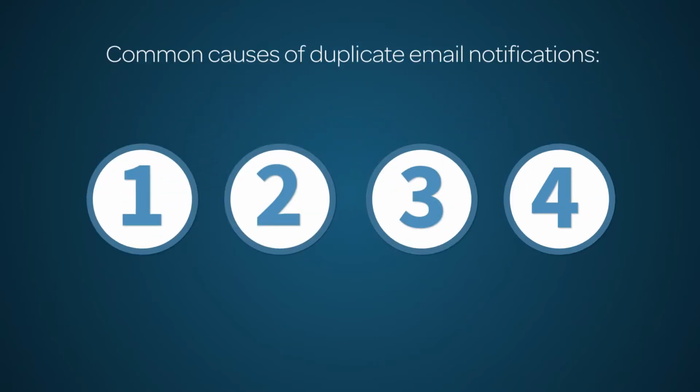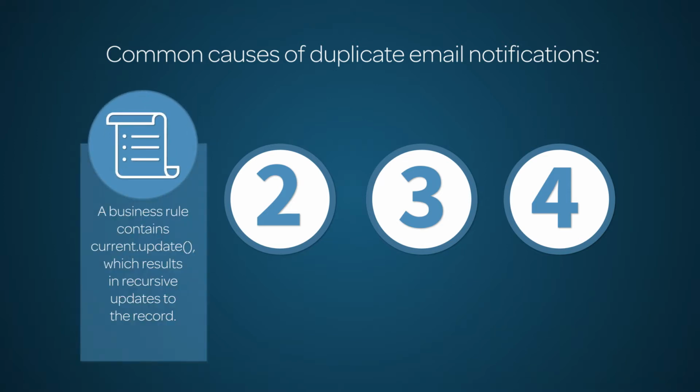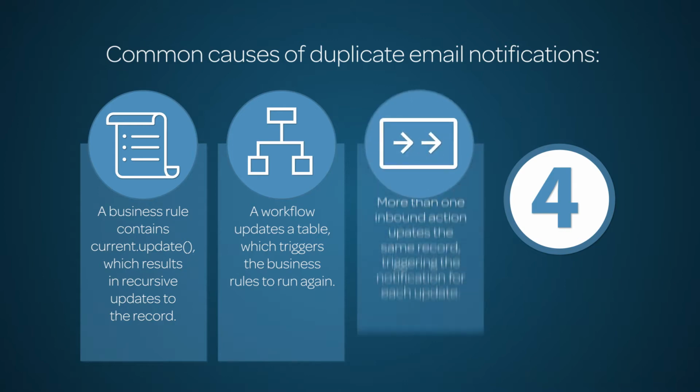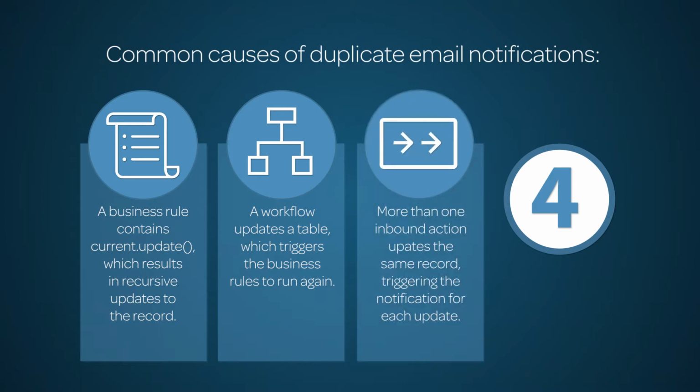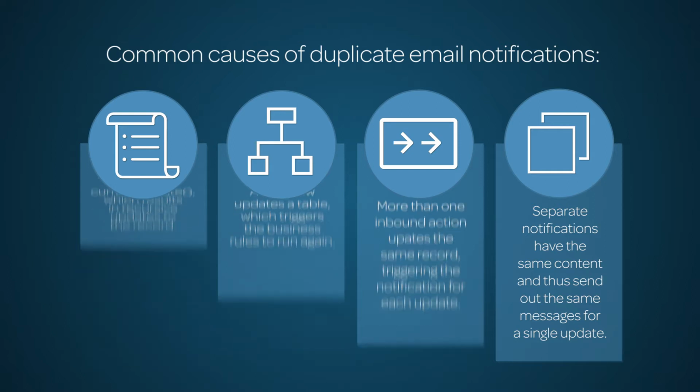notifications. Here are some common causes of duplicate email notifications where the system is performing as designed but with unintended results. A business rule contains current.update, which results in recursive updates to the record. A workflow updates a table, which triggers the business rules to run again. More than one inbound action updates the same record, triggering the notification for each update. And separate notifications have the same content and thus send out the same messages for a single update.